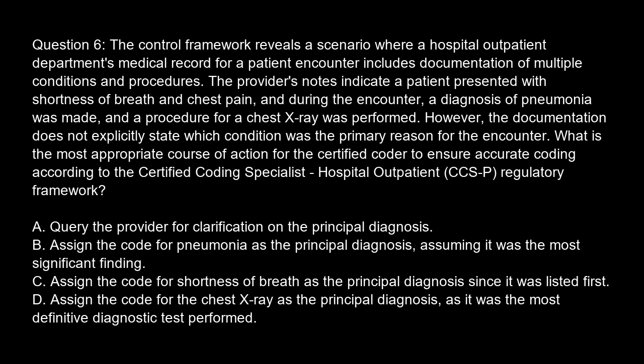Option A. Query the provider for clarification on the principal diagnosis. Option B. Assign the code for pneumonia as the principal diagnosis, assuming it was the most significant finding. Option C. Assign the code for shortness of breath as the principal diagnosis since it was listed first. Option D. Assign the code for the chest X-ray as the principal diagnosis, as it was the most definitive diagnostic test performed.